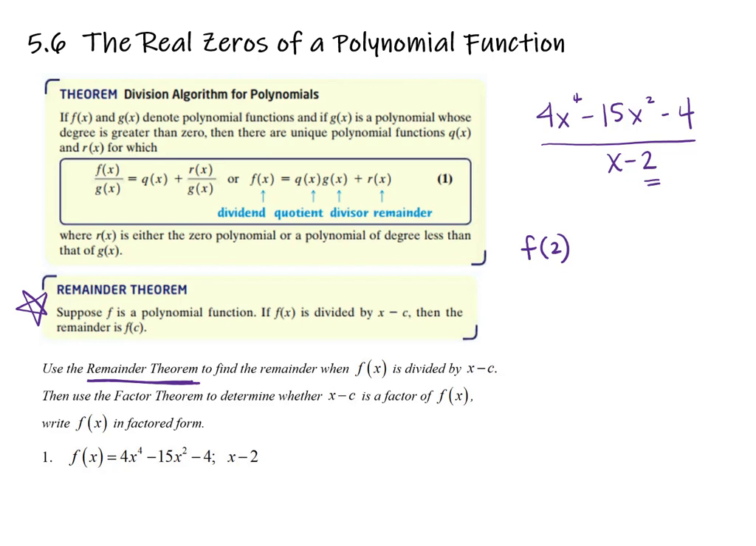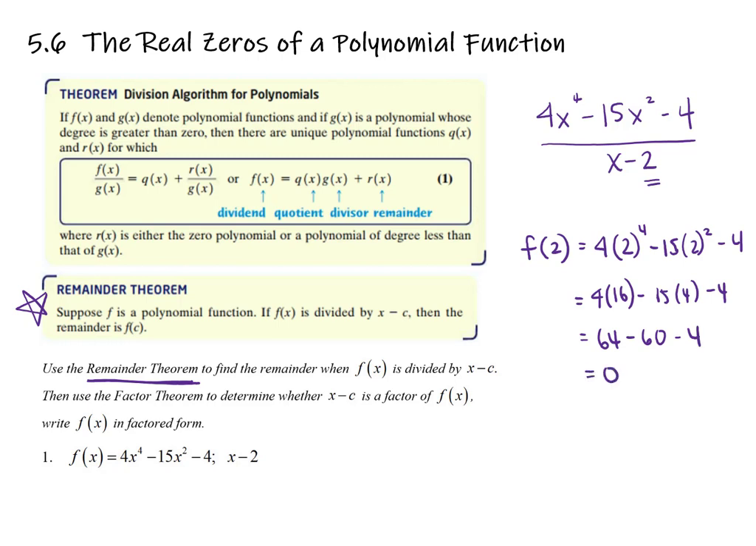And if I plug that into my function, I get 2 to the 4th, minus 15 times 2 squared minus 4. I would get my remainder would be 0, because by plugging it in, I would be able to see the same result as if I did the long division.